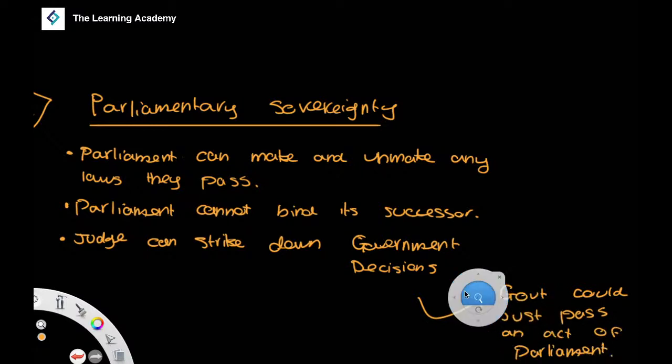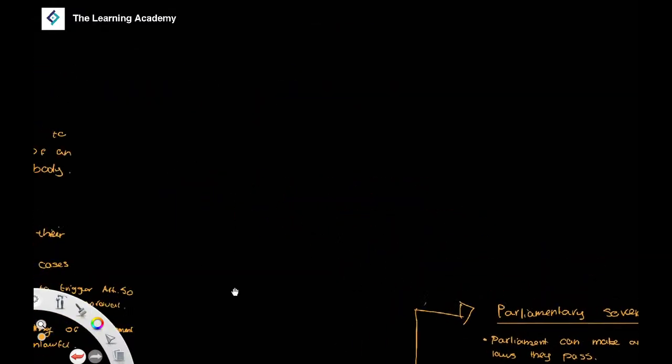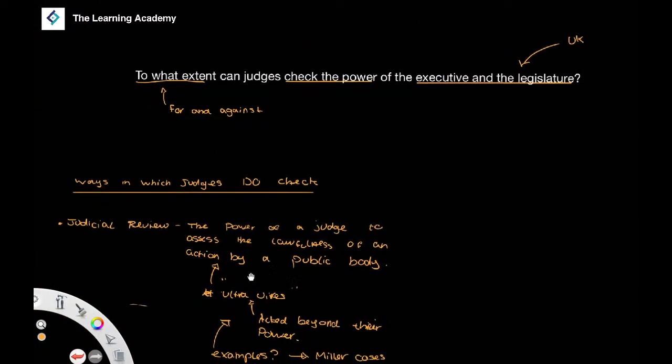I think whenever we're looking at this question that we've got here, it's almost expected that you're going to have to talk about parliamentary sovereignty. That is one thing that is pretty expected of you to do. So judges can rule against the government, but can't the government just ignore the decision?